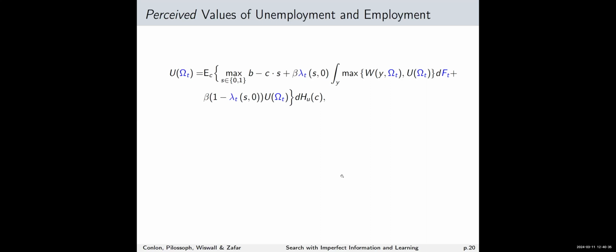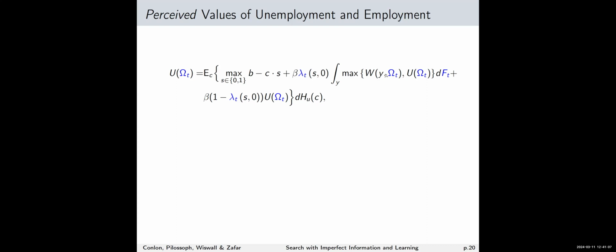Okay, so the perceived values of unemployment and employment are going to be given by the following. The value of unemployment that's perceived by the individual with some beliefs omega t is going to be the value of leisure minus the cost of search if they are searching. So this S has to be either a 0 or a 1. The returns to search are that it's going to increase your probability of receiving an offer. Remember here, the 0 is just a dummy for whether you're employed or not. So a 0 means unemployed.